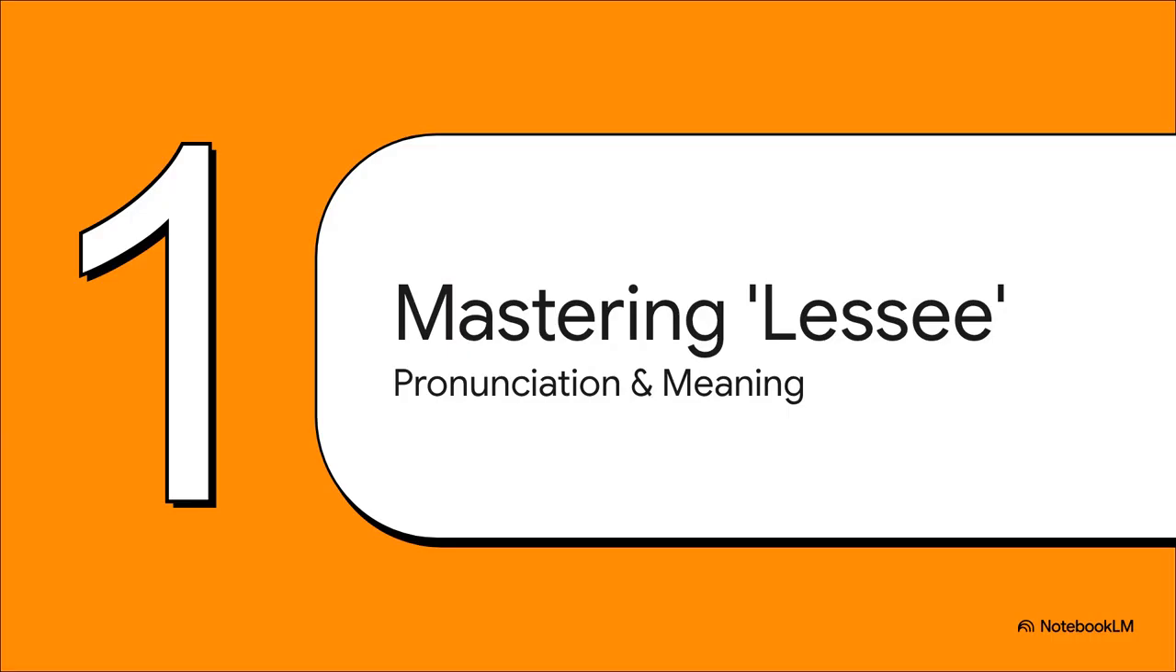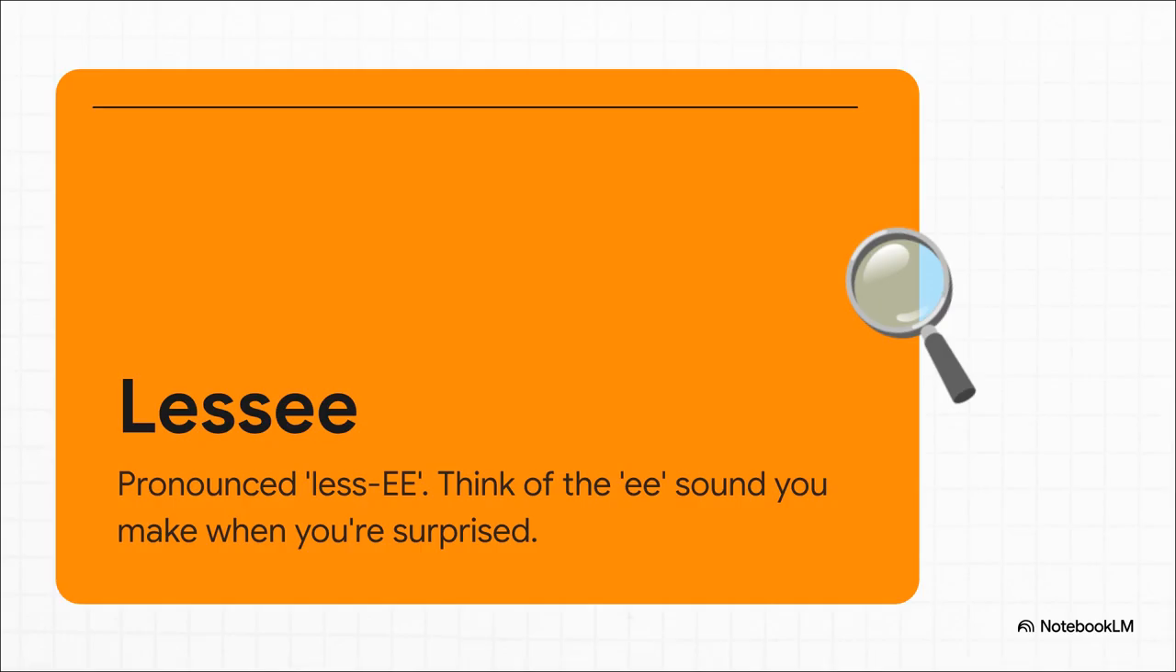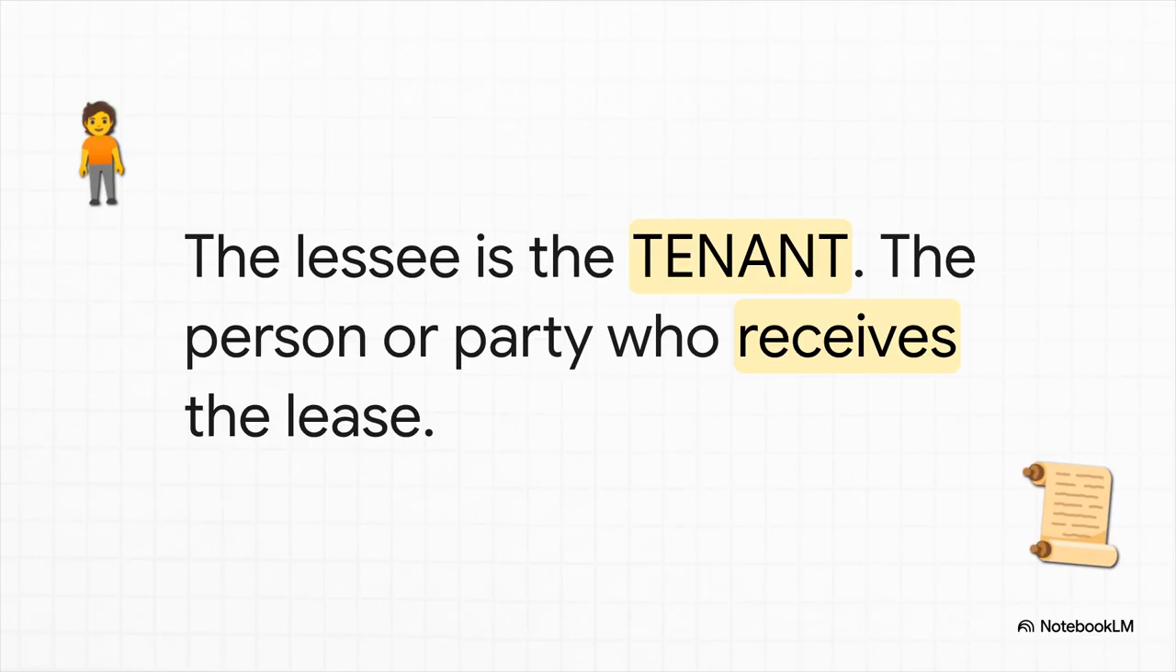All right, first up, let's tackle lessee. The secret to remembering this one? It's all in the pronunciation. Okay, so how do you say it? It's lessee. You really want to hit that E sound at the end. Think of it like you're surprised or excited. Lessee. Got it? So who is the lessee? It's the tenant. That's it. Super simple. Think about it this way. The lessee is the one who receives the lease. If you're the person renting the apartment and getting the keys, congratulations, you're the lessee.